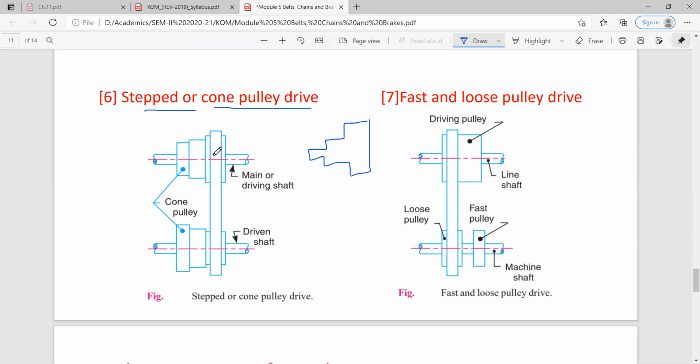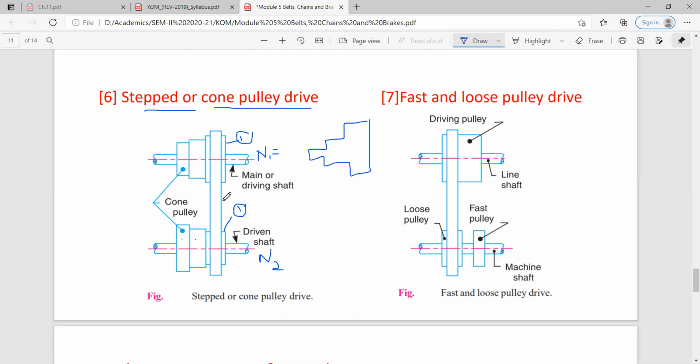So what is happening? Initially the belt is running between these two, this pulley in combination with this one. Say it is the main or driving shaft, so RPM will be N1, and this RPM is generally constant. And here the RPM of the driven shaft will depend on whether the belt is on the first step, second step, or third step.